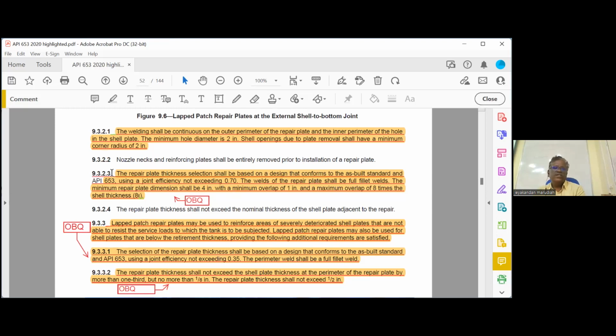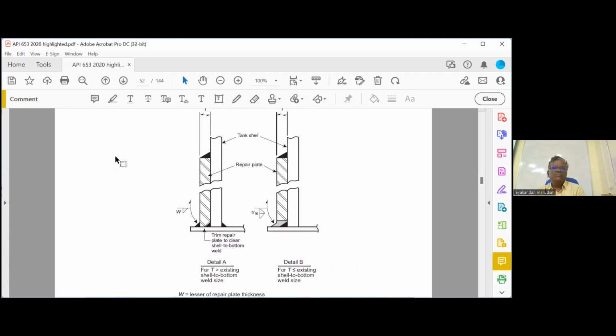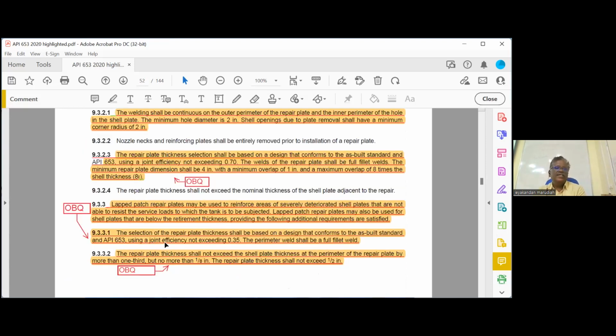Now the next one is 932. First we have seen 931. 932 is how to repair a hole. 933 is a lapped patch used to repair severely deteriorated areas that are not resistant to service loads. Suppose severely corroded area, you can use a patch. First, the general conditions we have seen. We are going to go one by one now: how to repair a hole, how to repair a severely corroded area, how to repair a crack. So these are the same repeat.